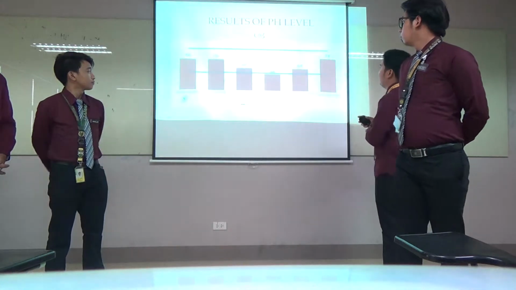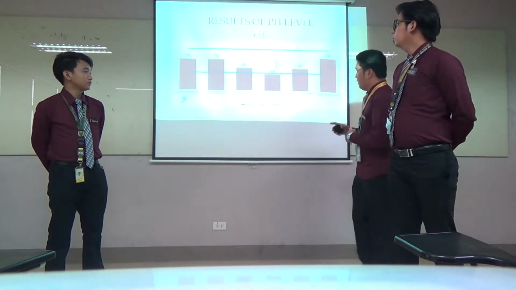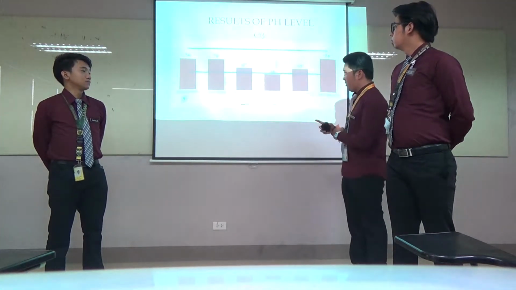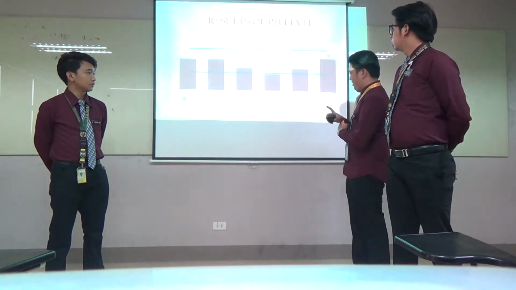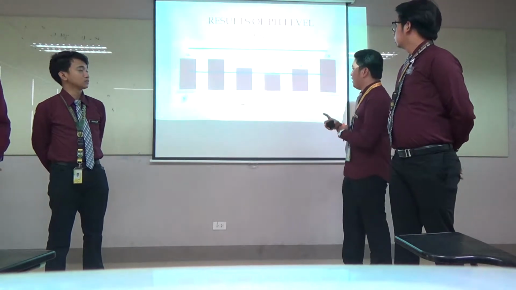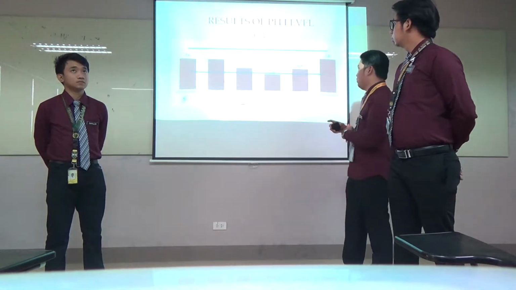Then from the results of pH level, the table shows that all the parameters except C are within the typical pH range of a surface water.